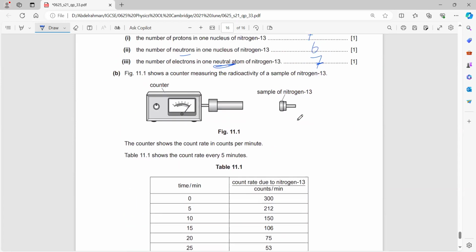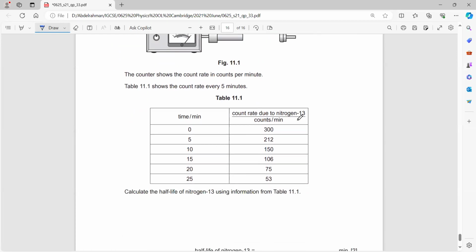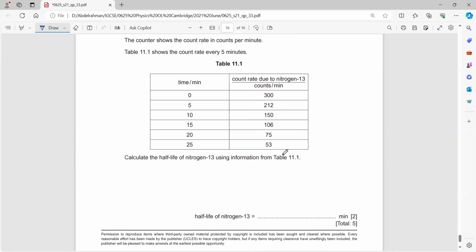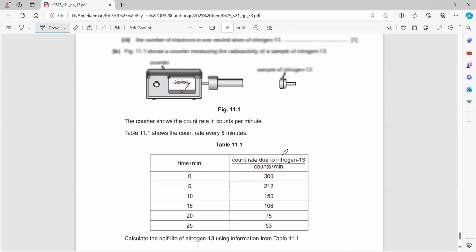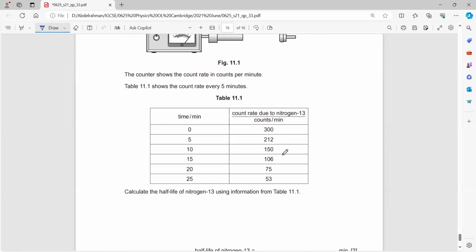Okay, here I have a sample of nitrogen 13. The counter shows the count rate per minute: 0, 5, 10, and so on, with counts 300, 212, 150, 156, 75, 53. Calculate the half-life of the nitrogen. How can I find the half-life of the nitrogen? It's very hard.